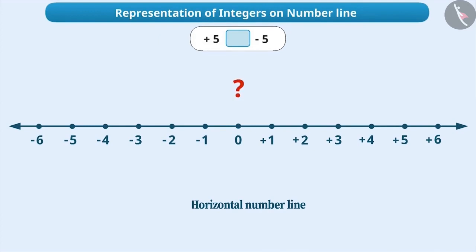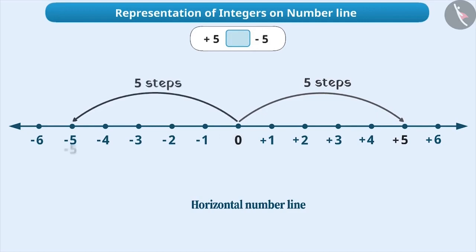Now on the number line, how do we mark +5? Well, since +5 is a positive integer, move 5 points to the right of 0. Similarly, since -5 is a negative integer, move 5 points to the left of 0. As you can see, the value of the numbers increases as we move to the right and decreases as we move to the left of 0.